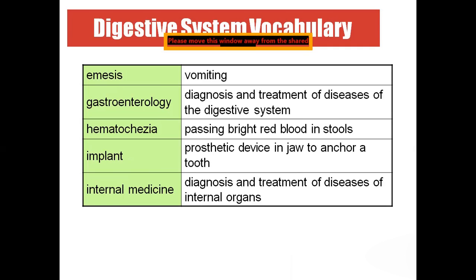Hematochezia. In certain cases, the blood will be bright red in color. Mostly in the case of piles, which we also call hemorrhoids, the stools will be red in color because of blood. And implant. Any prosthetic device in the jaw to anchor the tooth, we call that prosthetic device an implant. Internal medicine. If we are dealing with internal organs, that branch comes under internal medicine. For example, stomach, intestines, heart and lungs come under internal medicine.